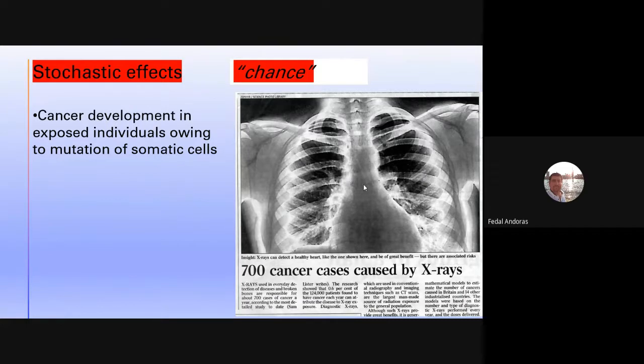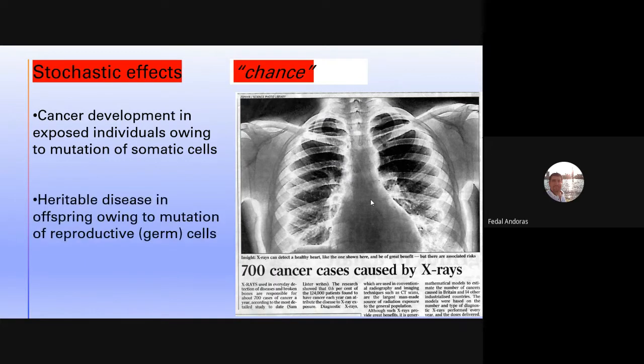شوف هنا المثل ان again a part piece of the newspaper maybe from the UK, 700 cancer cases caused by X-ray. هم قديمة بشوفوا الحالات 700. Heritable disease in offspring owing to mutation of reproductive germ cells. So either will cause cancer or change in the offspring by mutation of reproduction of germ cells.